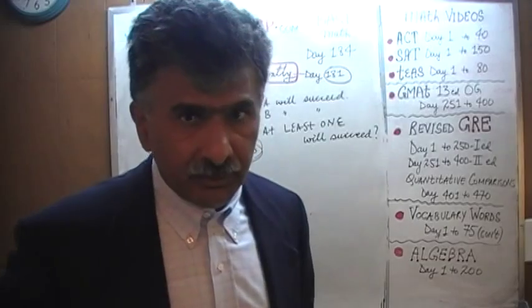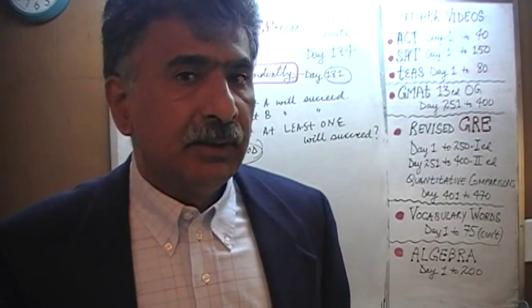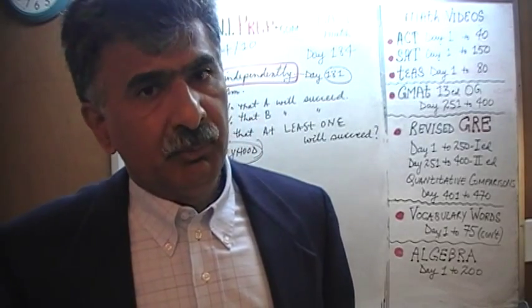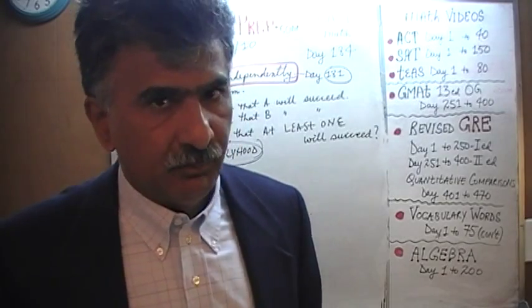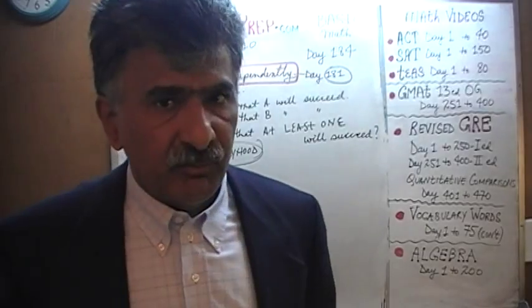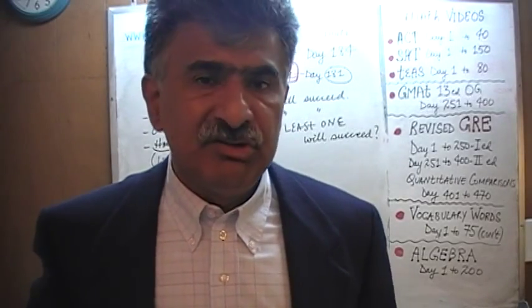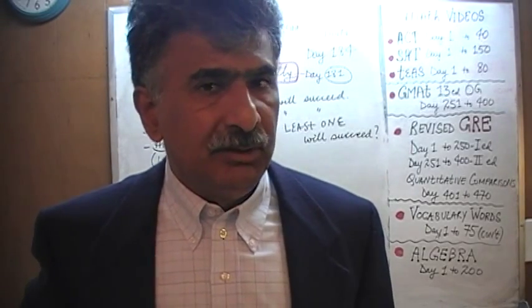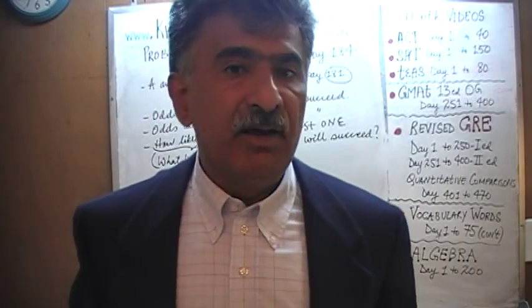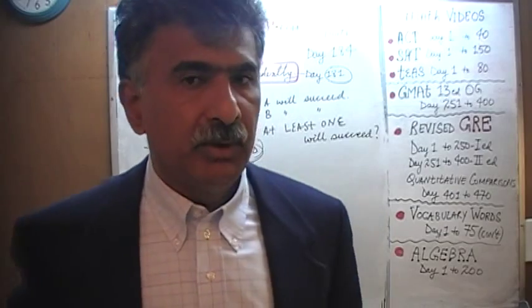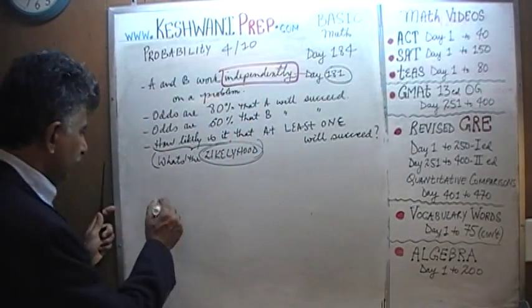As we learned yesterday, on day number 183, there are three different ways we can approach this problem. We're going to go through all three methods right now. The very first method is a very straightforward, very simple method, which is what you will find in most probability textbooks, where they give you the so-called formula and ask you to memorize it.